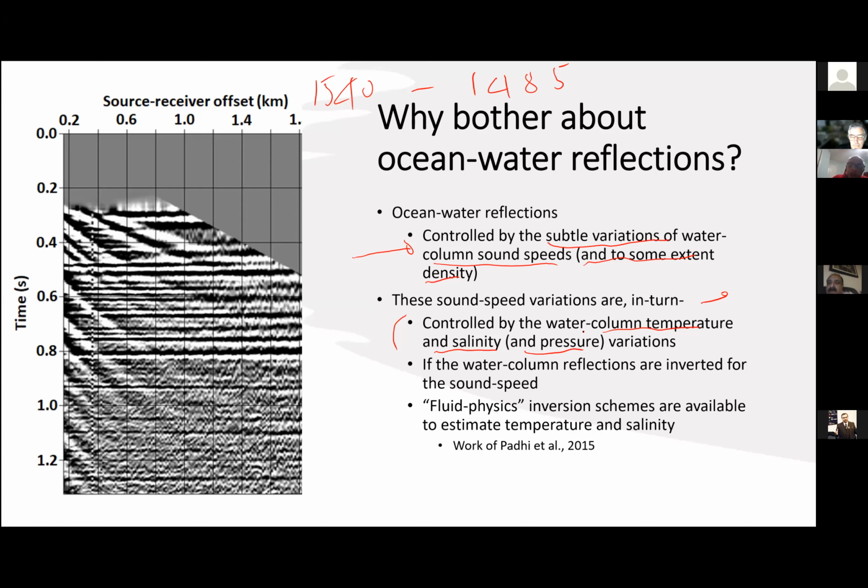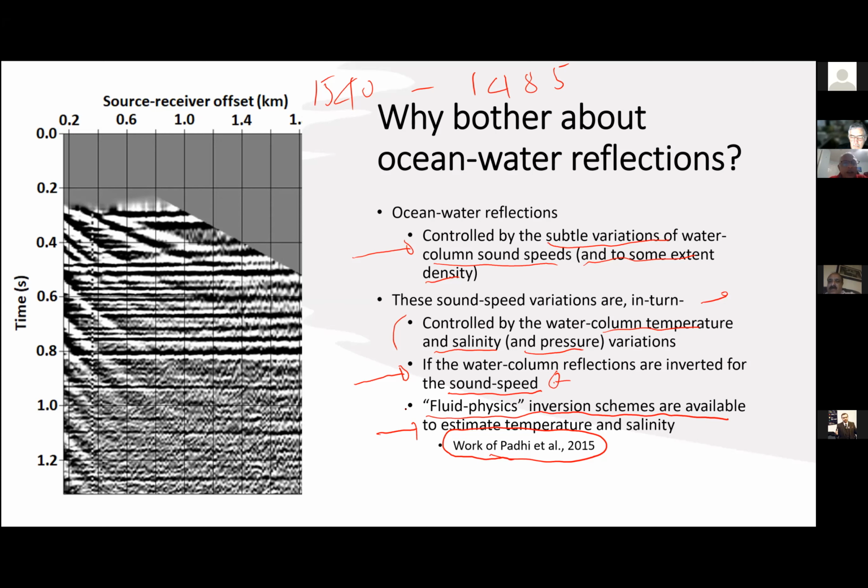So if we have a good inversion method that will provide me the sound speed, in fact, Amit Padi, who is actually one of my former students, I don't know whether he is listening to the talk, he's part of the SPGNA. He wrote a paper where he inverted the marine seismic data only for the water column sound speed. And he formulated a physics inversion scheme and estimated the temperature and salinity.